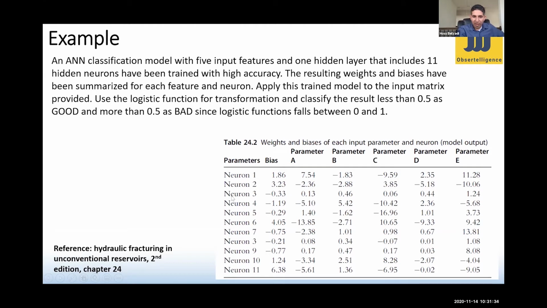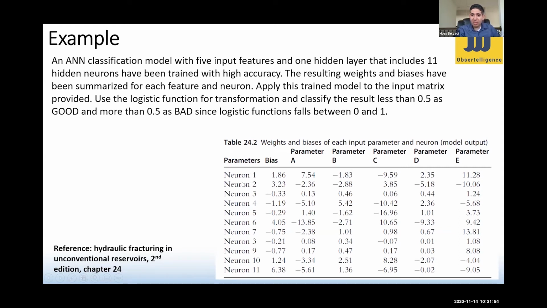So here's a table that I have. I have parameters A through E. As I said, in this case, the structure of this neural network has only 11 neurons.